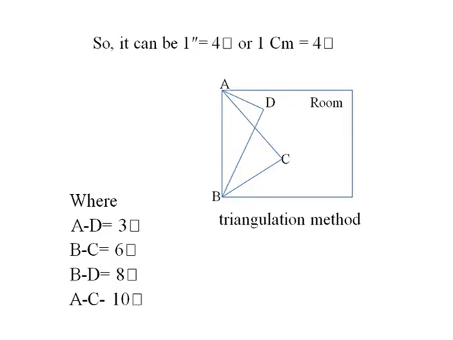So, it can be 1 inch equal to 4 feet or 1 centimeter equal to 4 feet. If we measure taking A and B of a room wall as fixed points and D and C as evidence, where A to D is 3 feet, B to C is 6 feet, B to D is 8 feet and A to C is 10 feet. After taking the measurements from the crime scene, a sketcher can make the finished crime scene sketch.